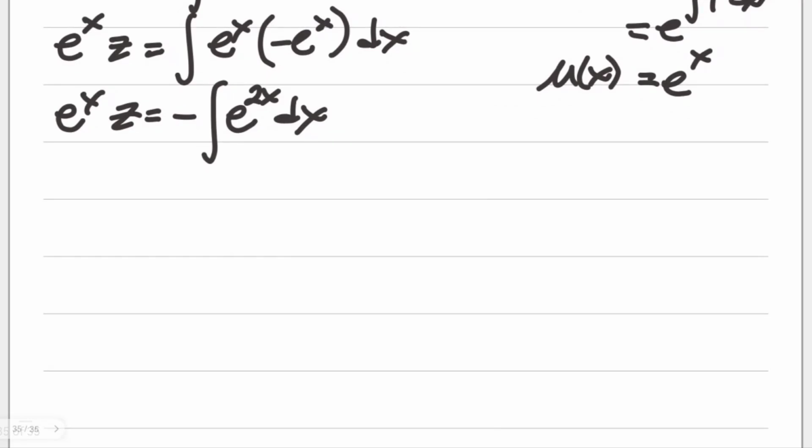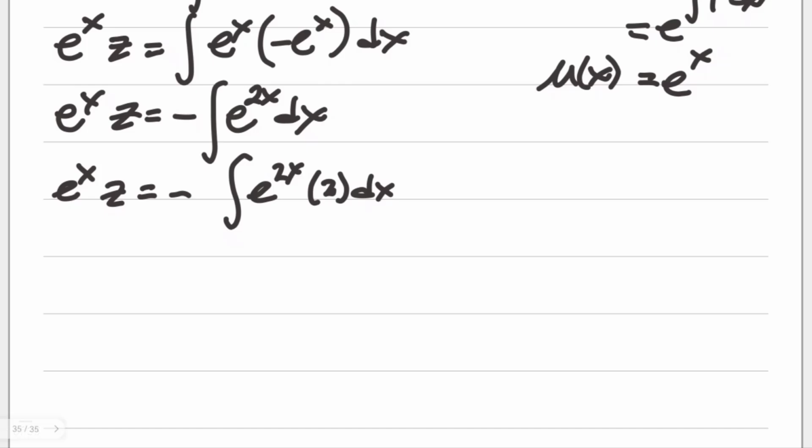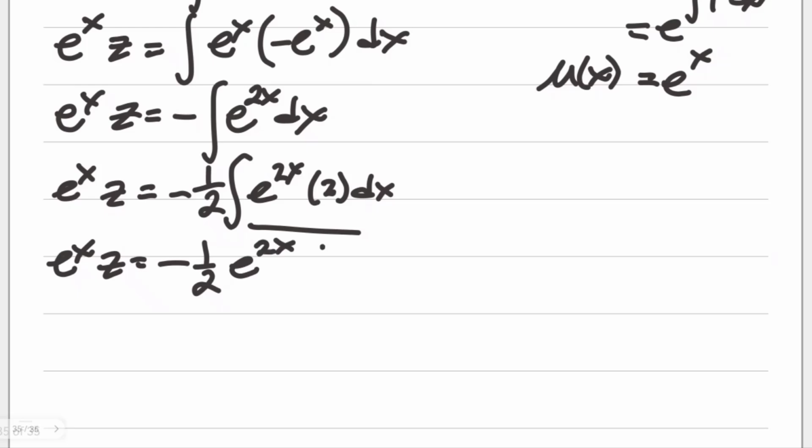Now to integrate this, we need a certain constant. Taking out the negative, for e to the power of 2x, we still need a 2 here, because it needs to have that in order for us to really integrate it. But to neutralize that 2, making sure that we are not changing the given, let's have 1/2 here, because 1/2 times 2 is just 1. We are not changing the value of the expression, we're just changing its representation in order for us to integrate this. So e to the power of x z is equal to negative 1/2 e to the power of 2x plus c.